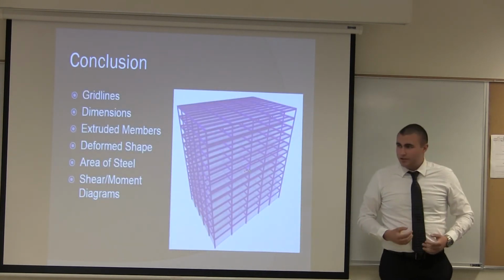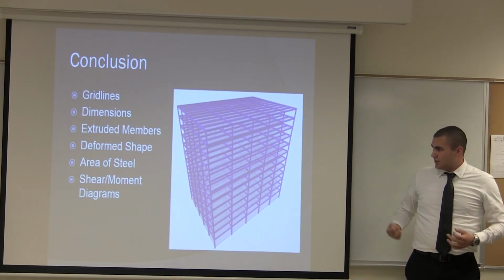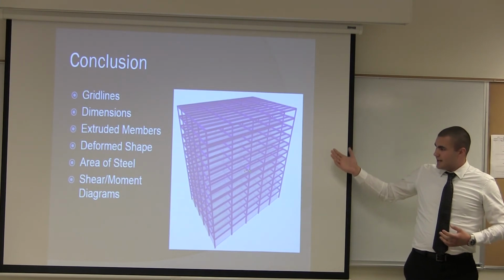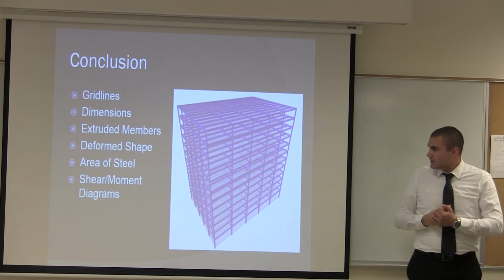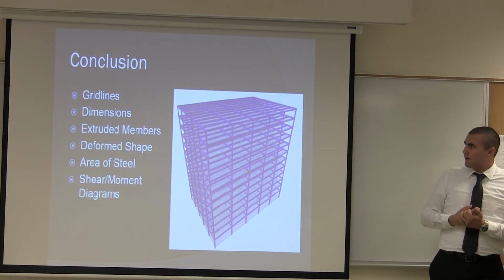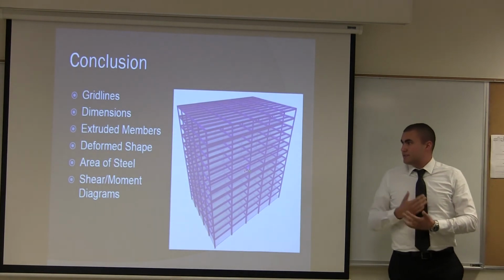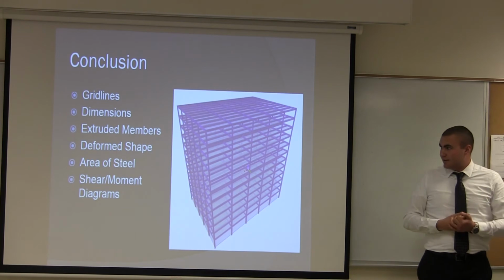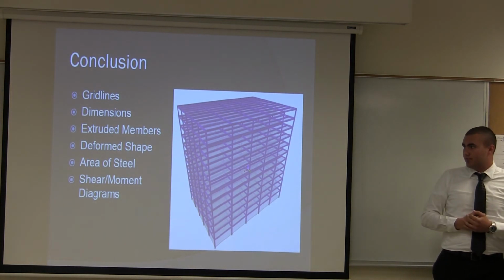In conclusion, we showed you how we laid out our grid lines and the dimensions of the project. We got to look at our extruded members. If you look really close, you can see the changing size of the columns. You can see that the outside columns are square and the inside are circles. Our deformed shape, fast deflection. Our areas of steel increased as we went down, as we expected. And our shear and moment diagrams had a couple of issues, but the general trends were what we were looking for.